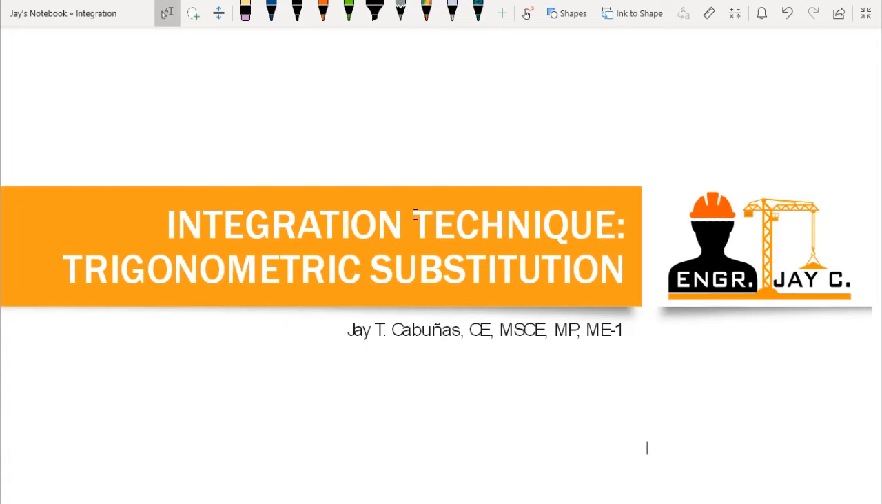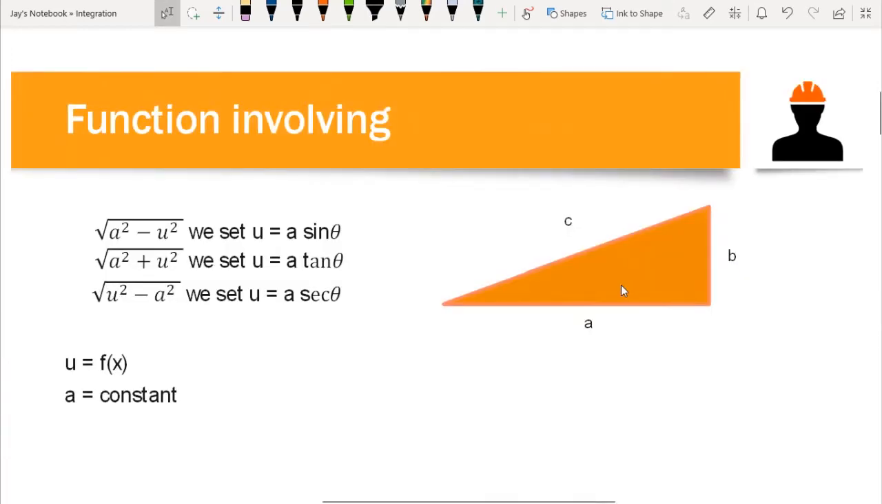So we need to apply trigonometric substitution, and the procedure for trigonometric substitution is just changing the function of x into a trigonometric function. We convert an algebraic function into a trigonometric function. But before we proceed to the procedure, it is very important that we first familiarize ourselves with the trigonometric identities derived from the right triangle.